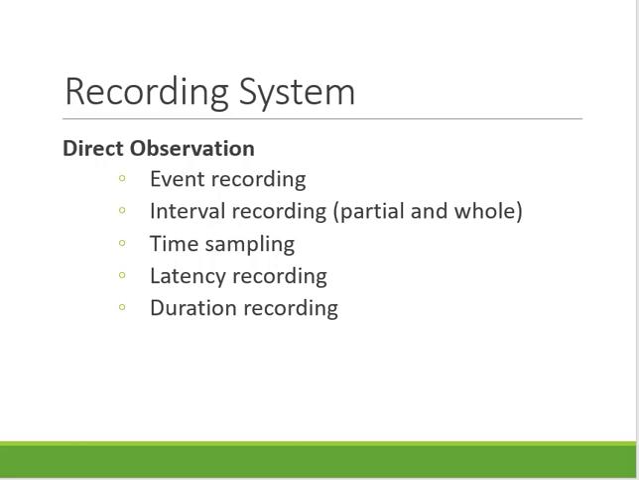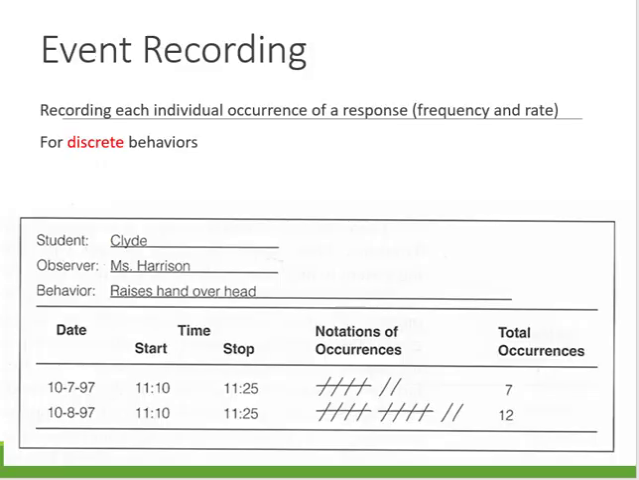When behaviors do not produce a tangible byproduct, we can use direct observation in several ways: event recording, interval recording, which could be partial or whole interval recording, time sampling, latency recording, and duration recording. Event recording is used to capture the behavioral dimensions of frequency and rate. You simply tally or count the number of times the targeted behaviors occur.